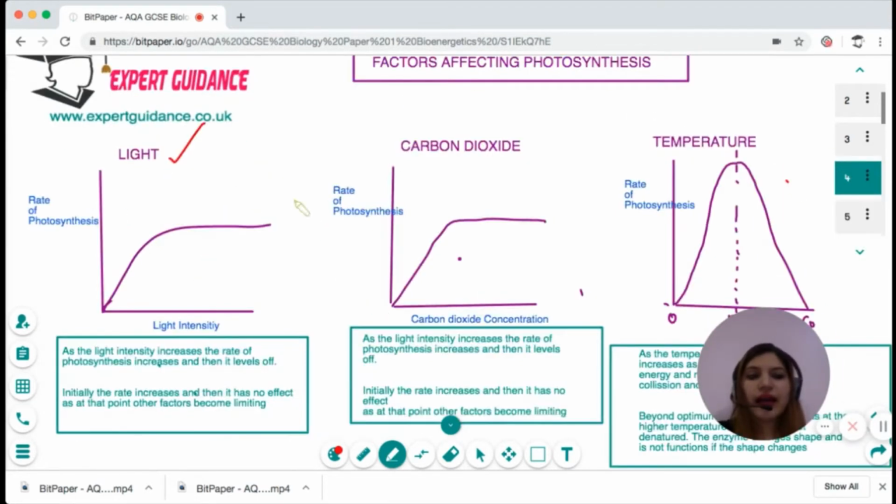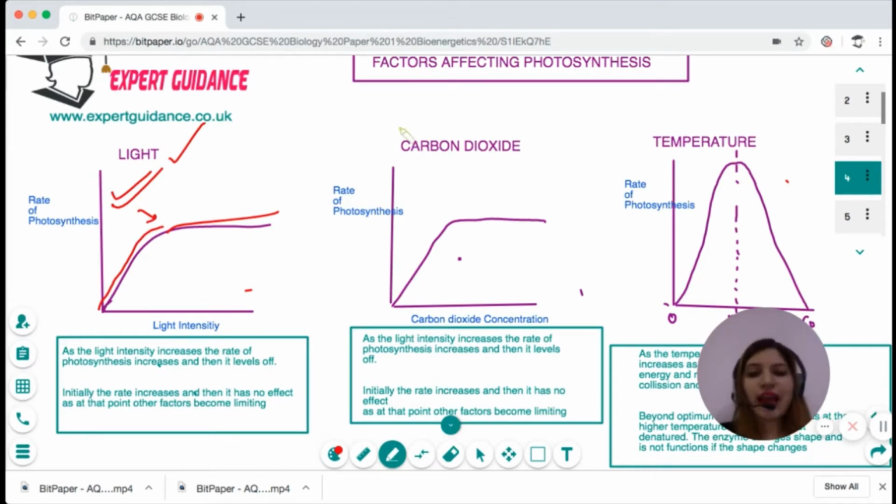Okay, now, how does light affect the rate of photosynthesis? As the light intensity increases, the rate of photosynthesis increases up to a point and then it levels off. Why is that? Because further increasing the light beyond a threshold can make other factors limiting. Like if the light increases too much, maybe that can increase the temperature. So high temperature can then be a limiting factor.